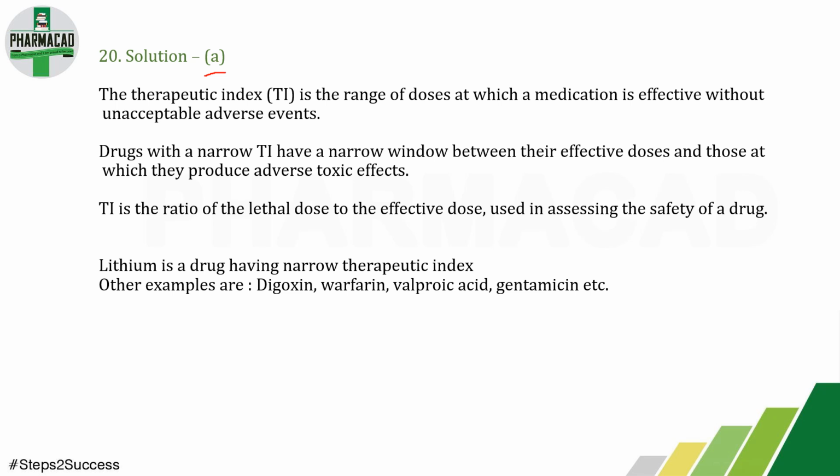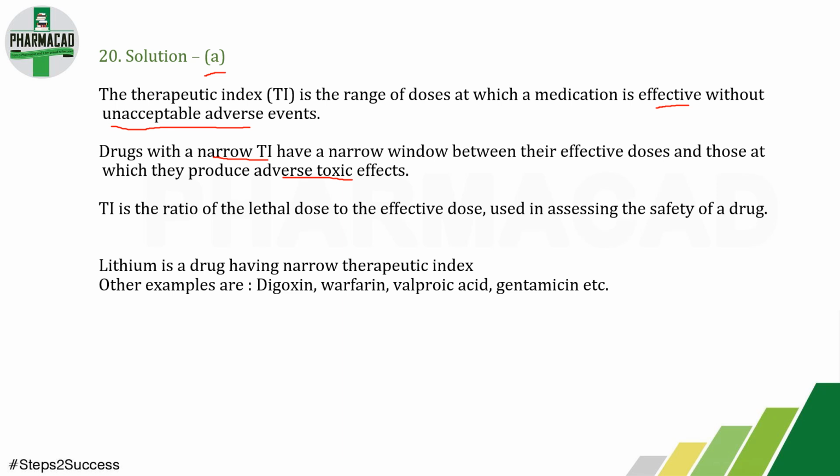Now, what is a therapeutic index? The therapeutic index is the range of doses at which a medication is effective without unacceptable adverse events. Okay. So there won't be any adverse events seen in the range of therapeutic index. So the drugs with a narrow therapeutic index have a narrow window between their effective doses and those at which they produce adverse toxic effects.